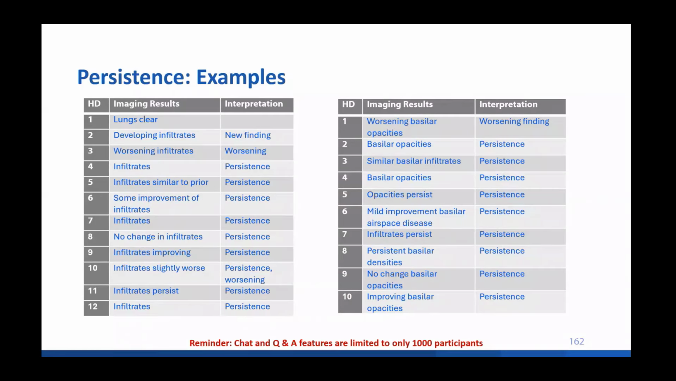In the second example, the day 1 imaging test demonstrates a worsening finding of opacities, and the day 2 imaging test also shows opacities. In subsequent imaging tests, the findings are also described as infiltrates, densities, airspace disease, and opacities. And while different terms are used, since the subsequent findings are described as persistent in comparison to prior findings, we would interpret the evidence of pneumonia to be persistent.